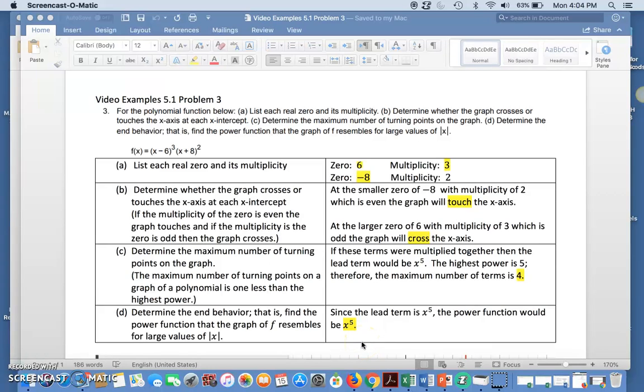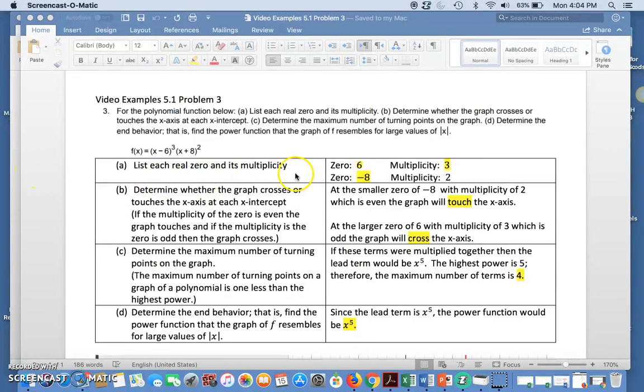Okay, problem 3, section 5.1. This is just an example. It says to list the zeros and their multiplicities for the function below, determine whether it crosses or touches, and then determine the maximum number of turning points on the graph, and determine the end behavior. That is, find the power function that the graph resembles for large values of x.